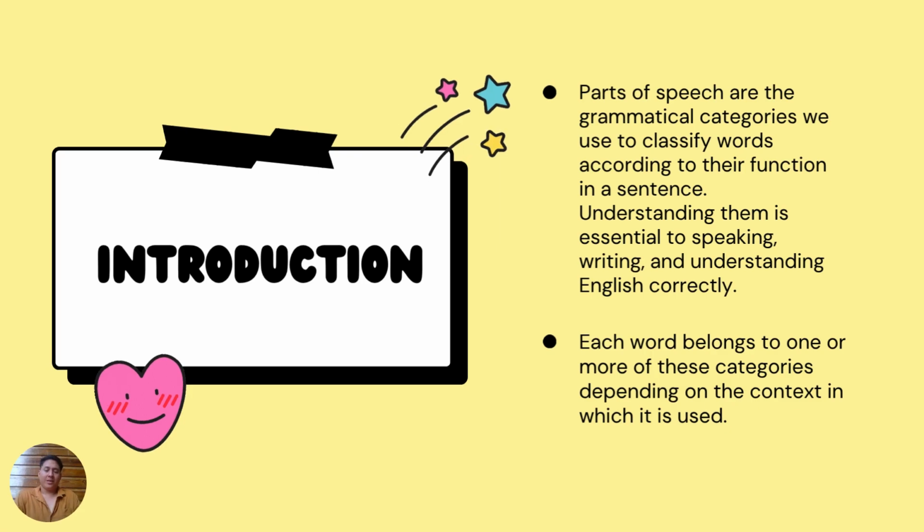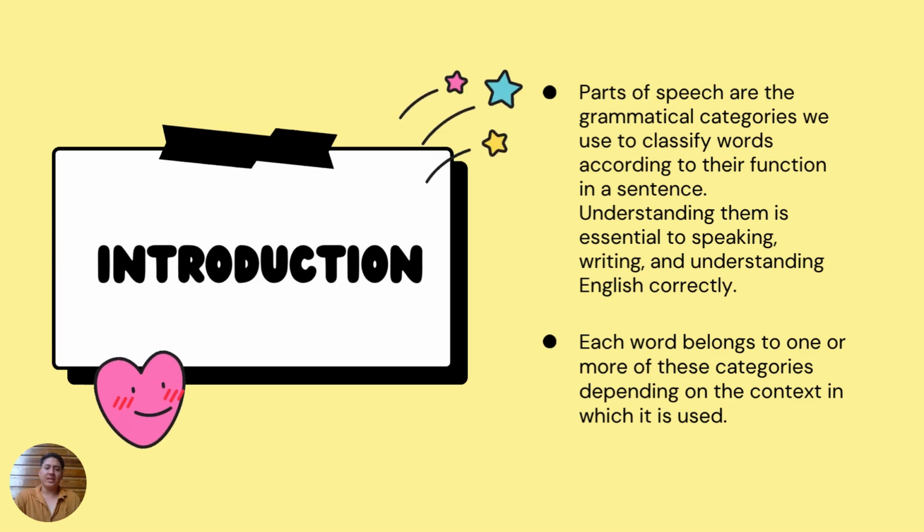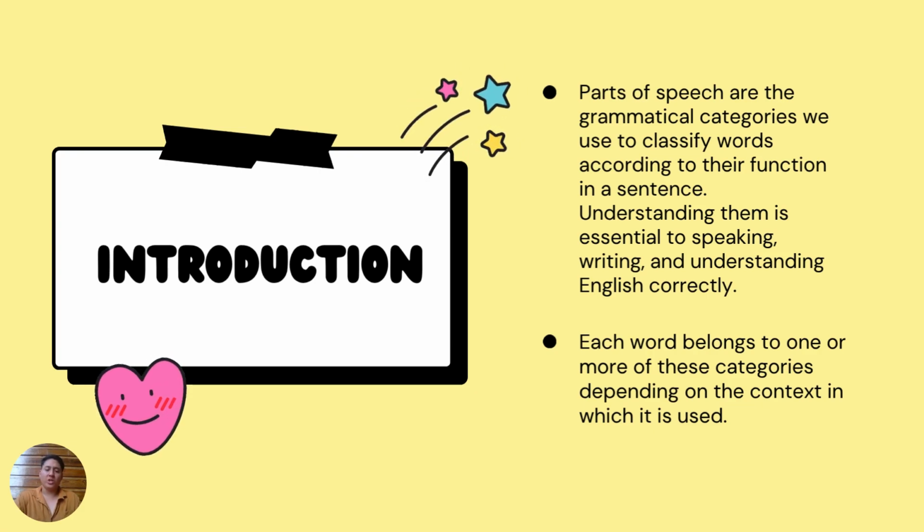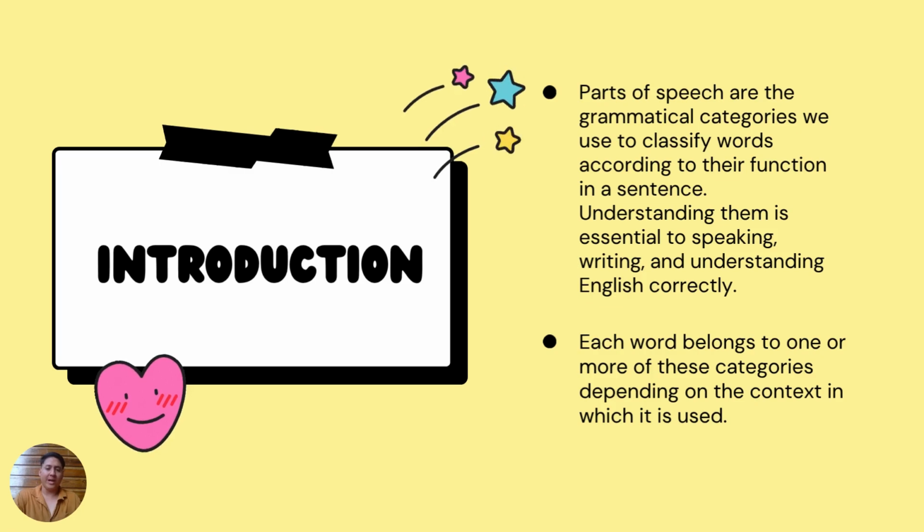Okay, what are the parts of speech? Parts of speech are the grammatical categories that we use to classify words according to their function in a sentence. Understanding them is essential to speaking, writing, and understanding English correctly. Each word belongs to one or more of these categories depending on the context in which it is used. You need to know the class of the word when you are talking or writing because it is essential for English.